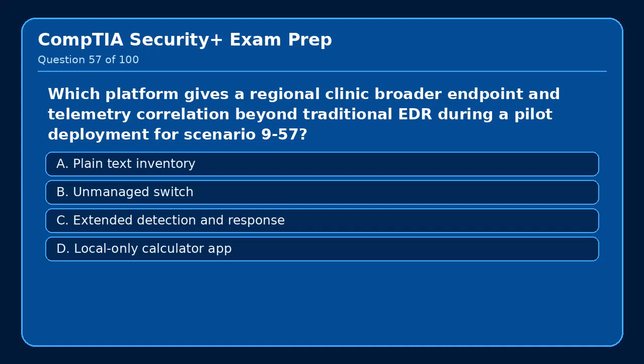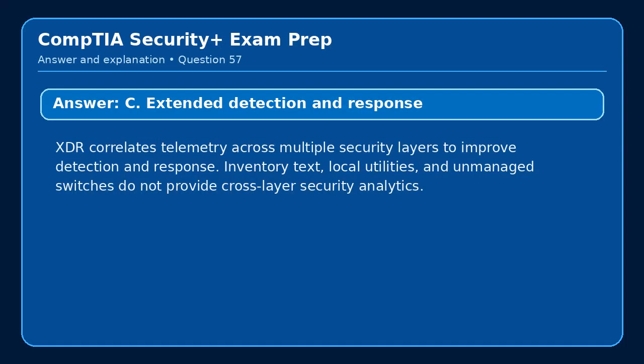Question 59. For personally owned devices at a school district, which approach separates corporate data from personal data as part of the risk reduction project for scenario 9 to 59? A. Public file sharing. B. Local admin rights for every user. C. Disabling device encryption. D. Containerization or managed work profile. Take a moment to choose your answer.